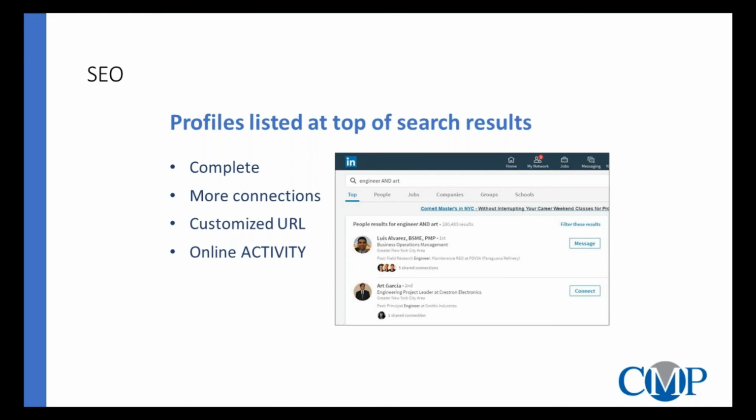Profiles that pop up the highest on a search page rank will be the complete profiles. Interestingly enough, LinkedIn will never show you as 100% complete. It recognizes the fact that your lifetime and your experience level is a dynamic concept. So the most complete profiles will read as 95%. You'll get higher up in the search page rank with more connections, with a customized URL that brings people right to your profile, and again, your online activity.